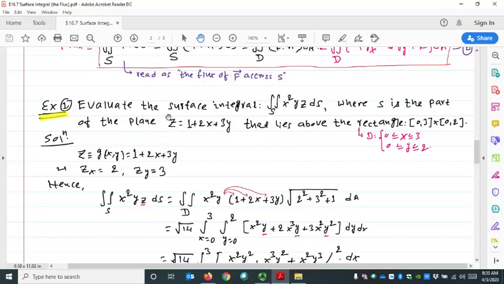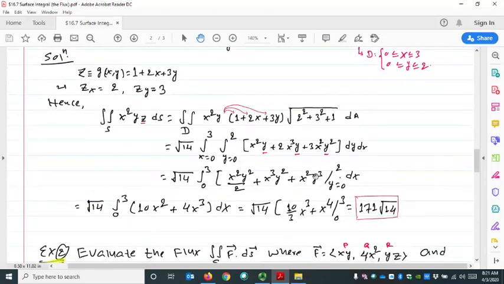Great. So let's start the solution. z equals 1 plus 2x plus 3y. Take the partial derivative of z with respect to x, which is 2. Take the partial derivative of z with respect to y, which is 3. Hence, the surface integral of x squared y z over the surface equals, by the formula, the double integral over D of x squared y, replace z by 1 plus 2x plus 3y, and then under the radical, 2 squared plus 3 squared plus 1, times dA. Let me scroll down. That's better.